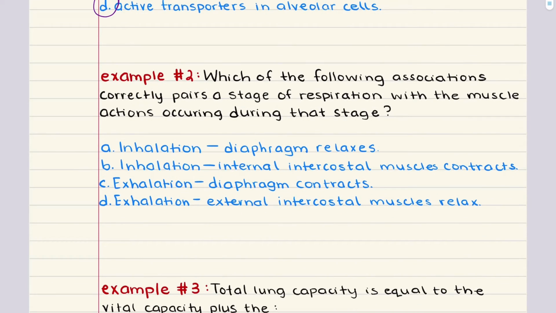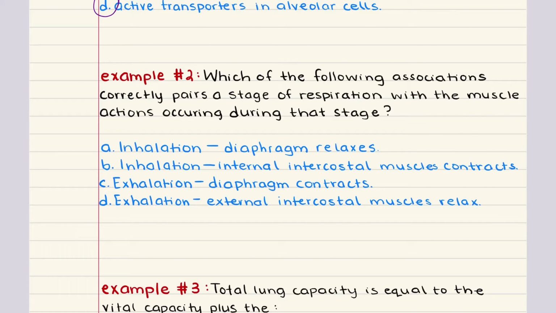Problem 2 says, which of the following associations correctly pairs a stage of respiration with the muscle actions occurring during that stage? For this problem as well, we're going to work through each answer choice. Remember, we're looking for a correct association. A says inhalation and diaphragm relaxes. This one is incorrect.